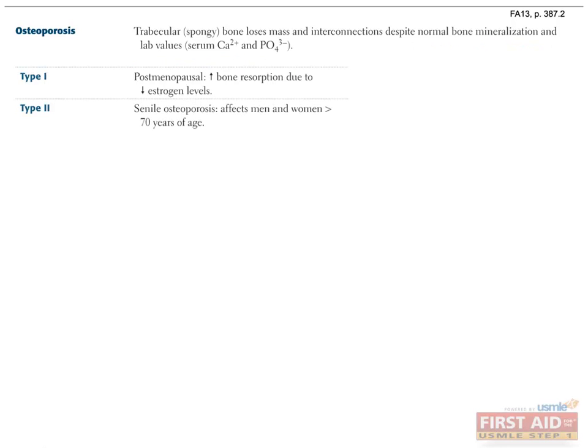Osteoporosis is a really common disease, and as is the spirit of Step 1, common diseases are always well represented in the question banks. Osteoporosis is defined as a reduction of primarily trabecular bone. Despite normal bone mineralization and normal lab values, there are technically two different types of osteoporosis. Type 1 is postmenopausal, wherein decreased estrogen levels cause increased bone resorption. Type 2 is different, wherein slow but steady bone loss due to increased age leads to osteoporosis.